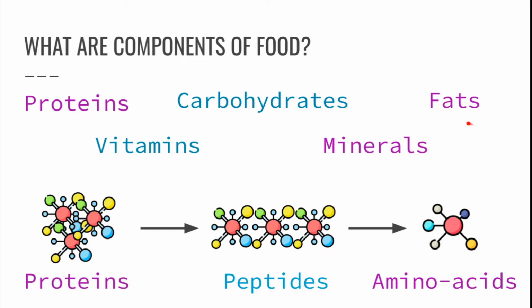Similarly, all other components are also converted to simpler forms before they are absorbed by the body. Alright, so the idea is that whatever the components of the food are, we cannot absorb those components directly. First we need to digest those components and only then can we absorb them.